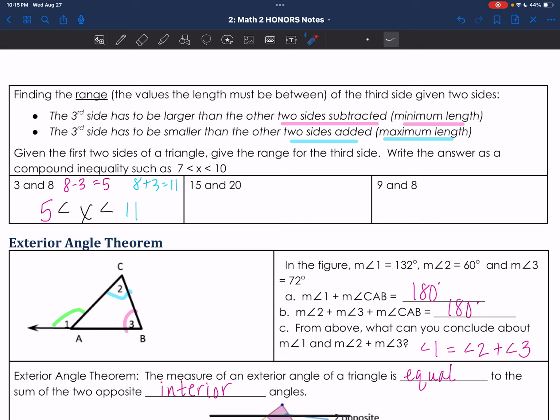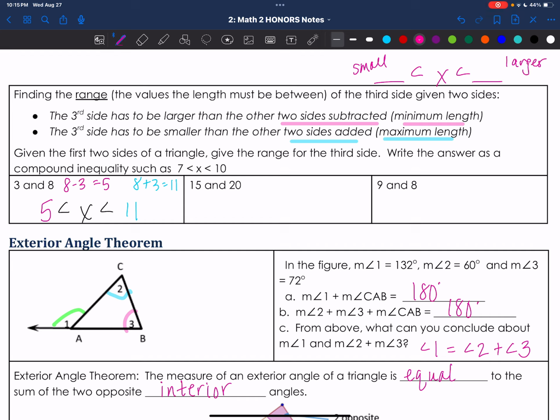And now we're going to talk about finding the range of the third side. So remember, we're saying it could be any of these numbers in between. The third side has to be larger than the other two sides subtracted. So that's the minimum length. That's the smallest it could be. And then the other part of the range is it has to be smaller than the two sides added, which is the maximum. So basically, one side has to be in between. This is the small, this is the larger size, and your third side needs to be between there.